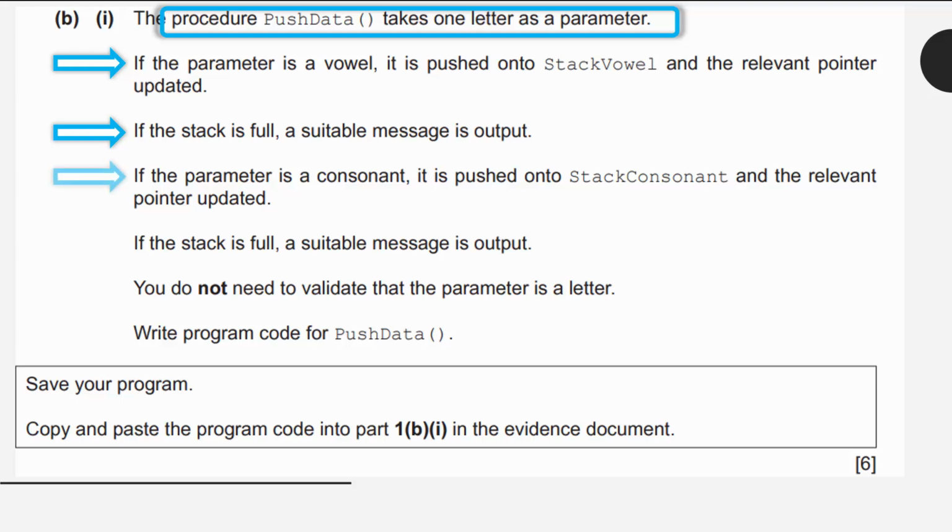If the parameter is a consonant, it is pushed onto stack consonant. The relevant pointer is updated. If the stack is full, a suitable message is output. So we're going to have a series of if statements here, nothing we can't handle. And then it's nice because they tell us we don't need to validate the parameter, that it is a letter. So we don't have to check to see if it is a letter or that it's not a number. We can simply just assume that they're going to input the right data. So let's swing over to VB and let's write program code for push data and pick up 6 points.